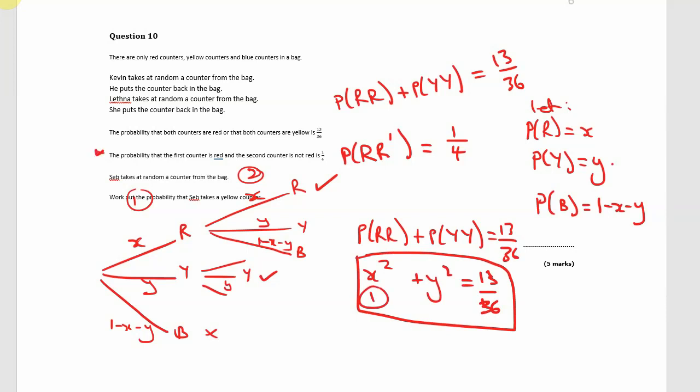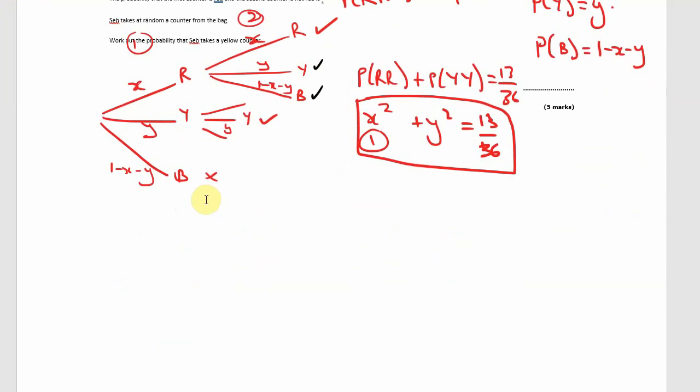I'm going to deal with this next one now. So the probability that the first counter is red and the second counter is not red. So I need to do these two paths. Well, we know if we do red times yellow, red times blue, that is going to give me x. We could just do x times y and then x times 1 minus x minus y. It could get messy, and I don't particularly want y's in there because I want to be able to solve this. I just want to have x's.